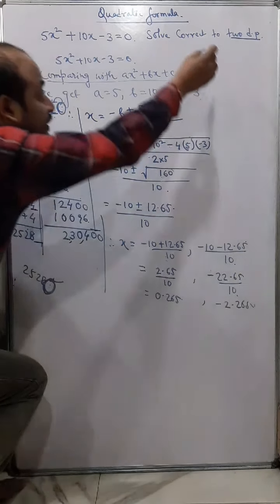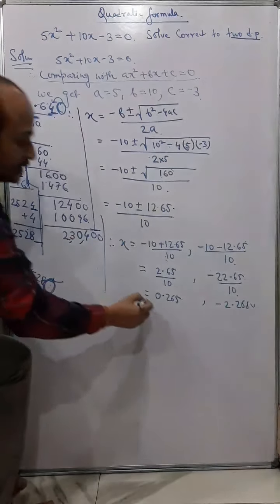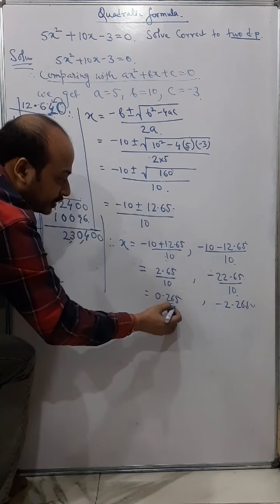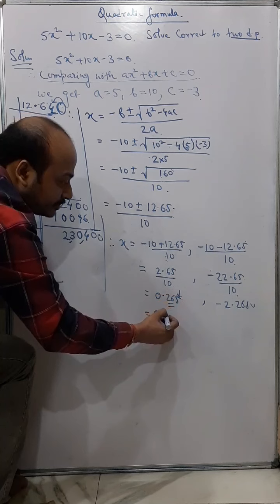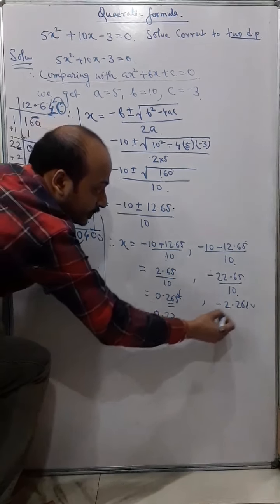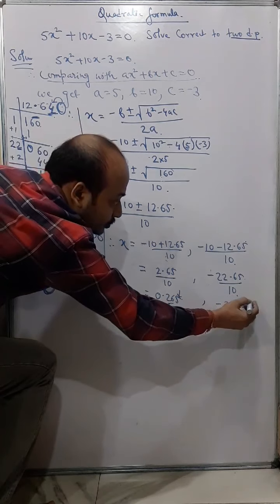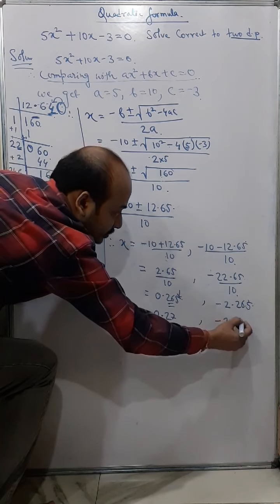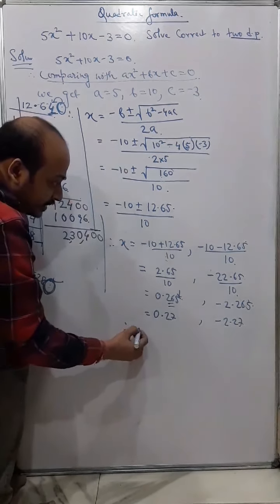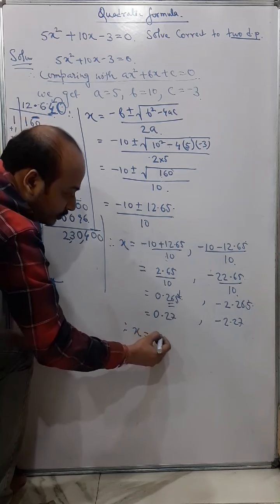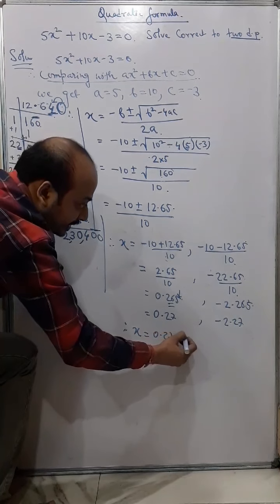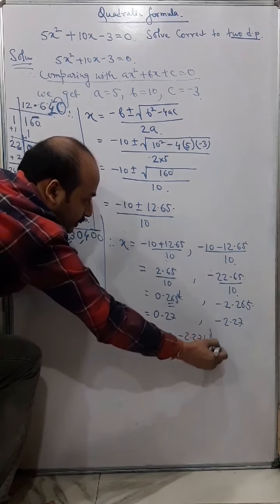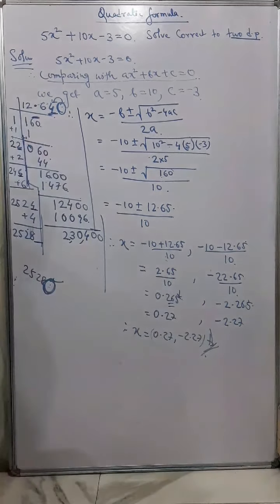2.265, but you remember they told correct to 2 decimal place. So my final answer will be x will be, now rounding it off, it is 5, so it will become 0.27, and here also it was 265, so what will get? Minus 2.27. So that's the answer, x equals to 0.27 and minus 2.27. So that is the answer. Okay, understand?